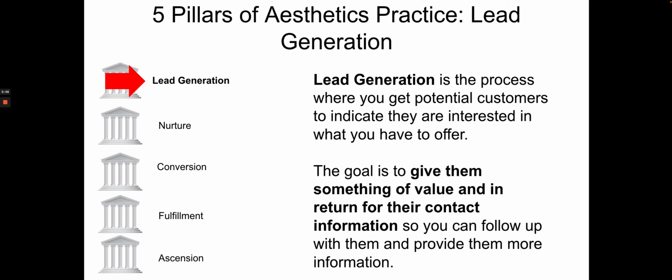So the first part of any kind of practice that you want to build is a lead generation system. Lead generation is a process where you get potential customers to indicate that they're interested in what you have to offer or your general market. The goal here is to give them something of value in return for their contact information so that you can follow up with them and provide them more information.